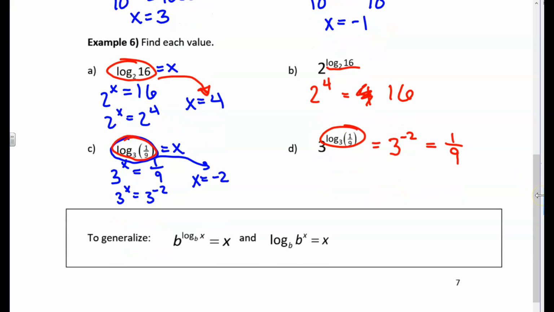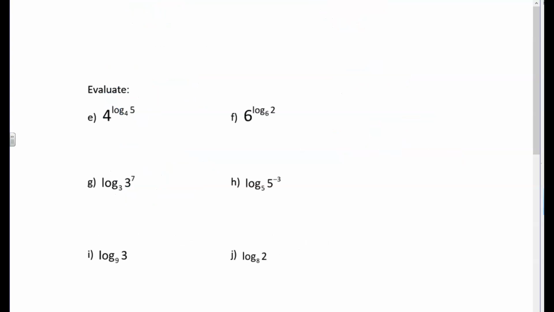And if you notice, guys, these are of a very similar pattern. They both have an exponent raised to a log of the same base, and the answer always ends up being whatever you're taking the log of, right? So to generalize, b to the log base b of x is equal to x, and log base b of b to the x is equal to x. So those are 2 shortcut laws for you that can help you out in the future.